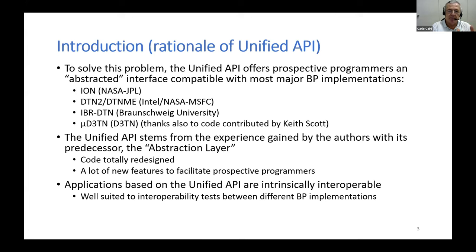And so the Unified API stems from the experience that we gained with its predecessor that was called abstraction layer. So we can think of the Unified API as a new version of the abstraction layer, but we changed the name because the code was almost totally redesigned, and there are a lot of new features to facilitate prospective programmers. A note that is important to stress: applications based on the Unified API are intrinsically interoperable.